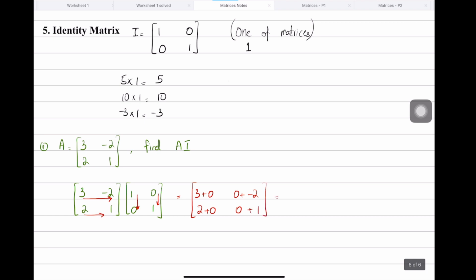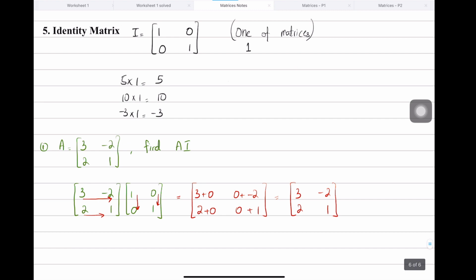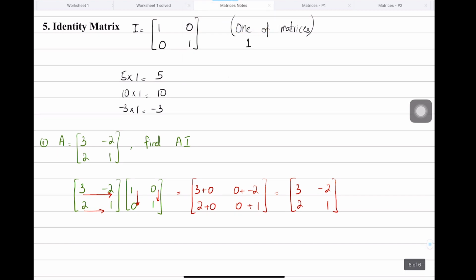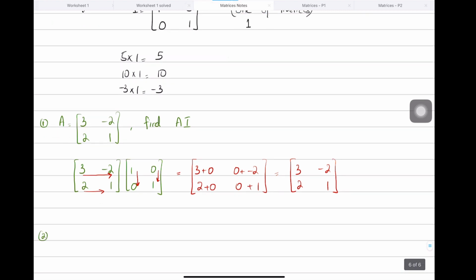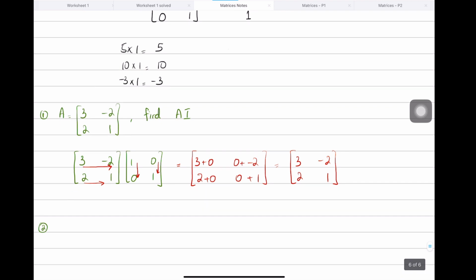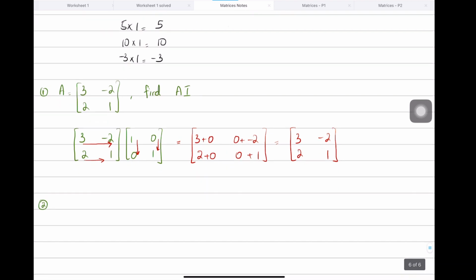Now, did you notice something? When I simplify this, notice what I get. 3 minus 2, 2 and 1. Now try and make an observation over here. Tell me, what do you observe? It's the same. Okay, now let's say that it's a coincidence. Let's assume it's a coincidence.